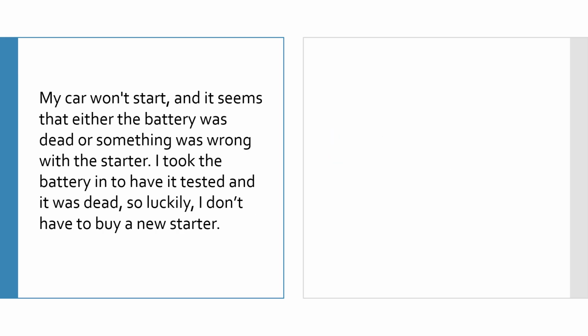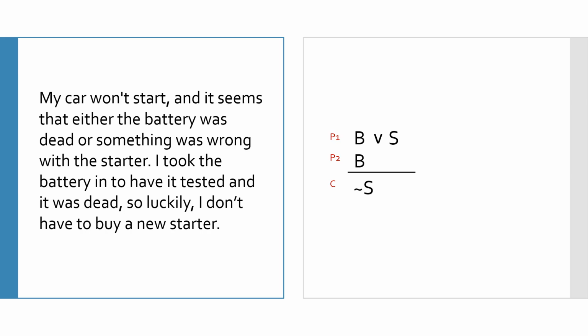Now let's look at it in terms of an invalid argument. So this argument says my car won't start, and it seems that either the battery was dead or something was wrong with the starter. I took the battery in to have it tested, and it was dead, so luckily I don't need to buy a new starter. Now, in terms of the basic form, the starting point here, of course, is our main premise, which is just a disjunctive statement.